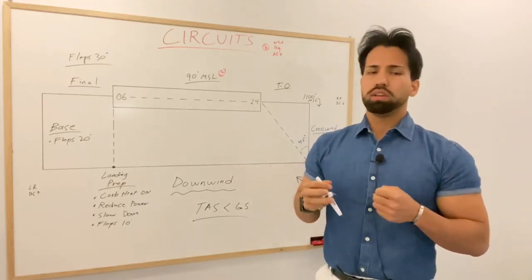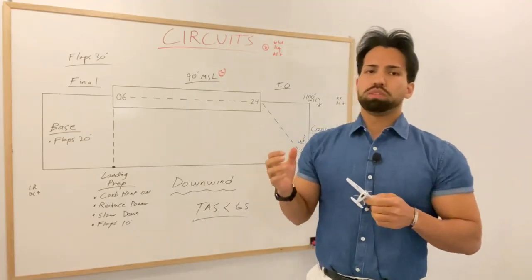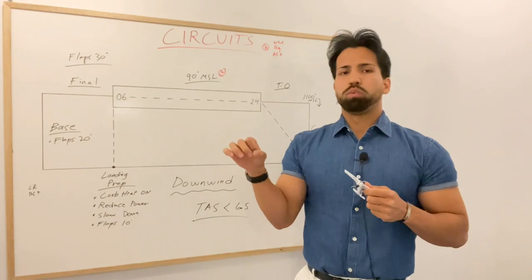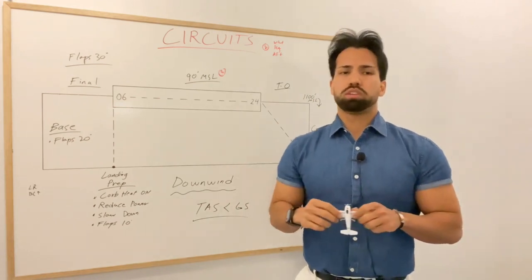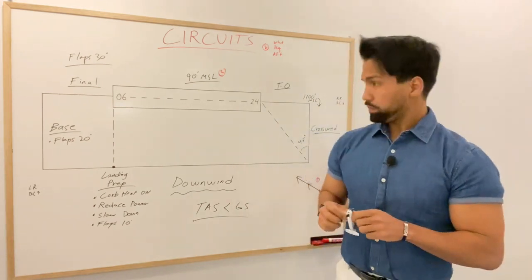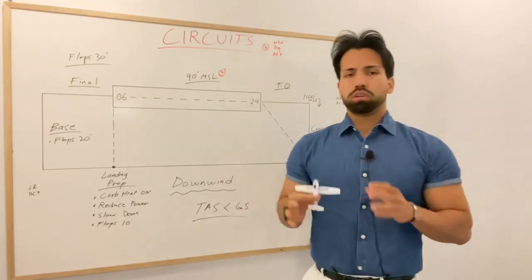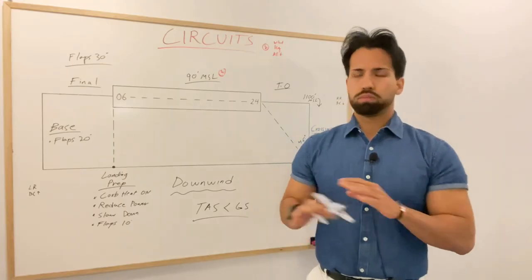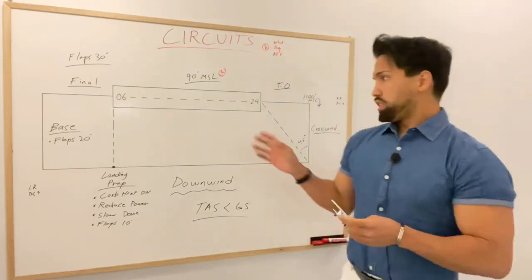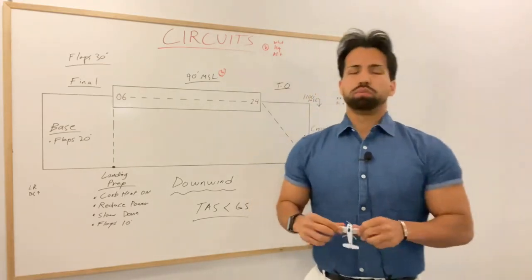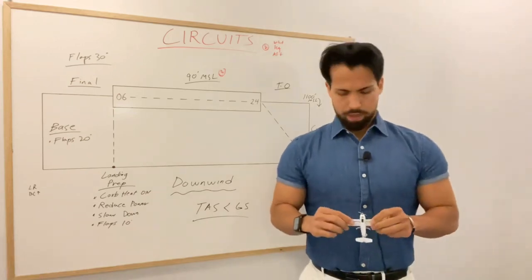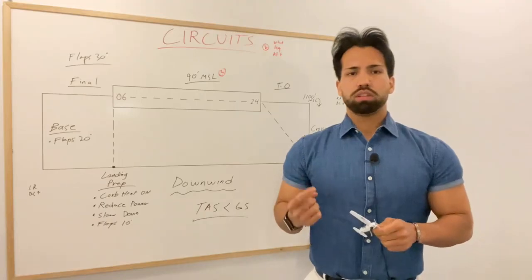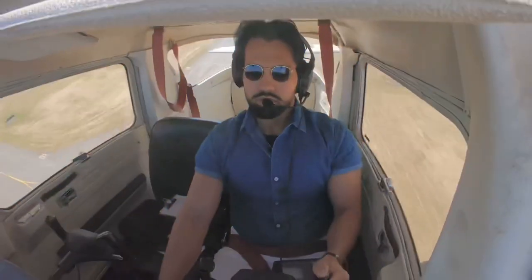So hold it until you come to a complete stop, and even then hold it and clear the runway, move to the taxiway, okay? And after you come to a complete stop, then you can gently let it go a little bit, okay? So that's pretty much it for basic circuits, okay? Now we're going to go into the aircraft now in 3, 2, 1.